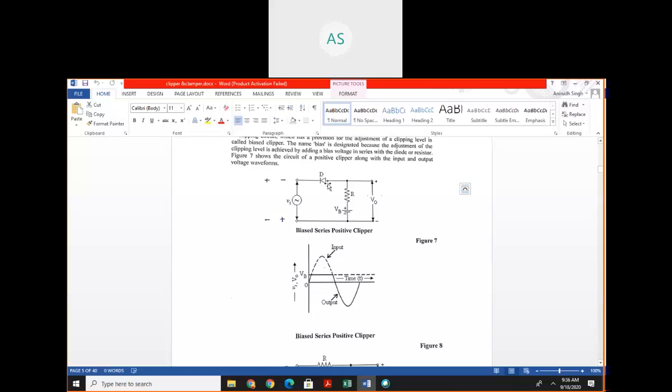When the value of input voltage is greater than Vb, in that case this diode acts as an open circuit and we get an output which is equal to Vb, a constant value. But suppose that the value of Vb is 2 volt and the value of Vi is 1 volt.